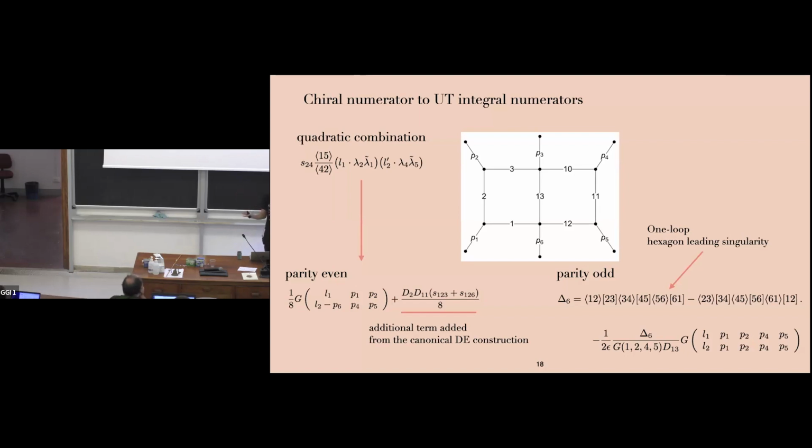We don't know the reason for that. We just spent a lot of time to find this simple expression. So this one is a key step of finding the UT integral here. So I'm hopeful that in the future there's some better understanding of this very weird object.